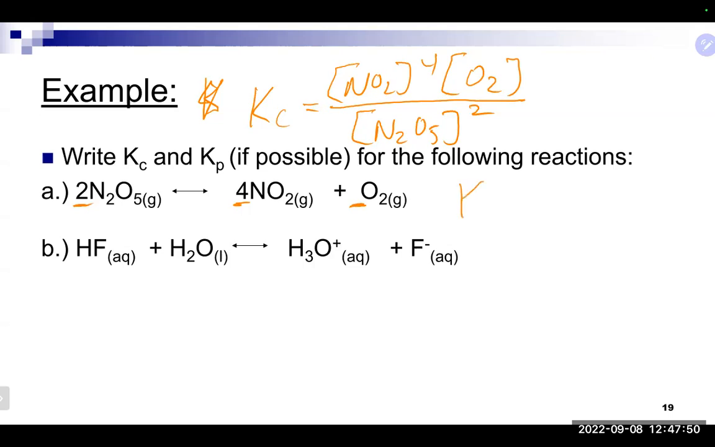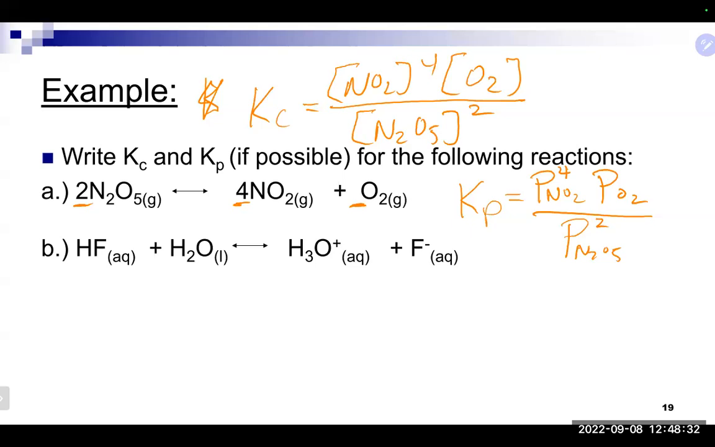Our Kp for this one, we can write it because we have gases for all of those. So this would be the partial pressure of NO2 also to the fourth times the partial pressure of O2 divided by the partial pressure of N2O5, which once again, we do need to square as well. So obviously, if we had the equilibrium pressures of each of these, we could go right into that expression and solve for the value of the Kp at that point. Once again, much like the Kc value, it would have to be equilibrium pressures, not initial pressures or anything like that. Any questions on those two there?